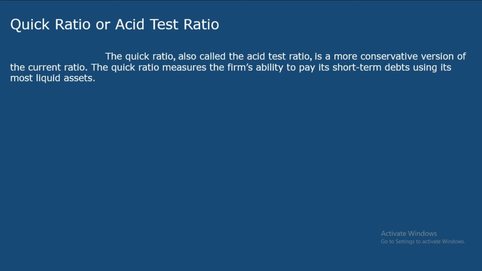Quick ratio or acid test ratio. The quick ratio, also called the acid test ratio, is a more conservative version of the current ratio. The quick ratio measures the firm's ability to pay its short-term debts using its most liquid assets. Please keep in mind the term most liquid assets. How to calculate the quick ratio?